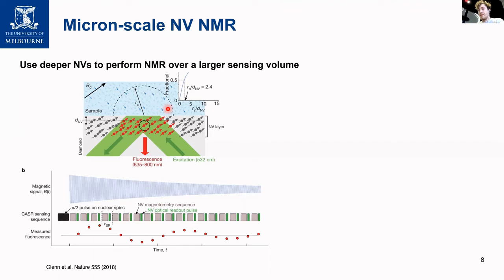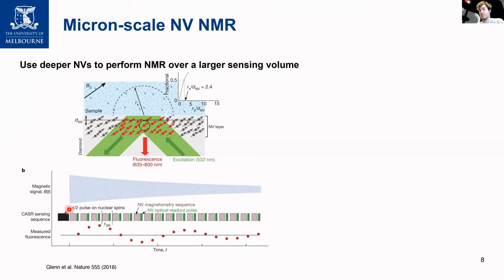What you do is now because you are in the thermal polarization regime, you can hit your nuclear spins with a pi/2 pulse so that they precess and undergo a free induction decay. And now rather than doing a single NV magnetometry sequence like in the last slide, you do a number in sequence. And your signal then is the variation in fluorescence from sequence to sequence, which the frequency of that oscillation is then related to your target signal.